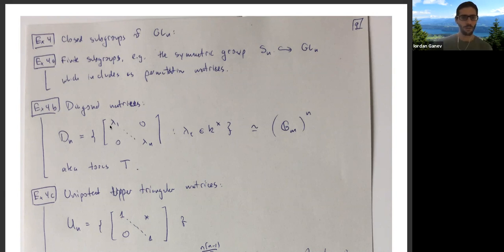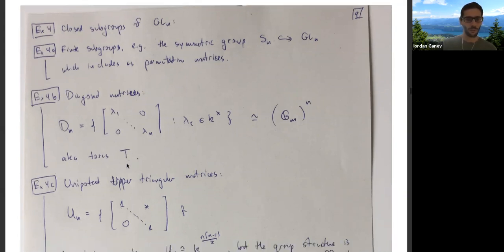This is a closed subgroup of diagonal matrices, where all the entries are in K star, and this is actually just the product of n copies of the multiplicative group. We'll also refer to this as the torus. We'll talk about that later. So an algebraic torus is just a product of multiplicative groups.